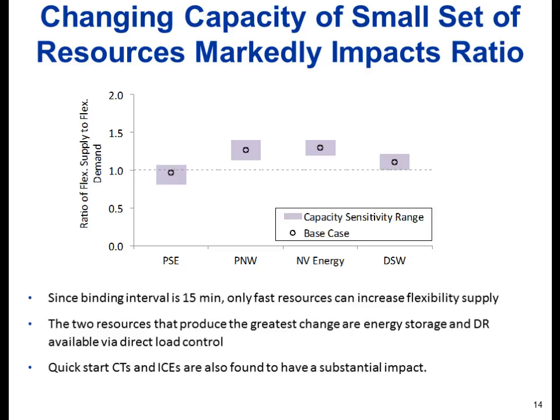And we see that there's only actually a small subset of resources that really have a substantial impact on the binding ratio. And since the binding flexibility inventory was this short time scale of 15 minutes in the up direction, it was really the fast resources, changing the amount of fast resources, that had the biggest impact. So these resources that had the biggest impact were by changing the amount of energy storage, direct load control demand response, quick start combustion turbines, and quick start internal combustion engines.